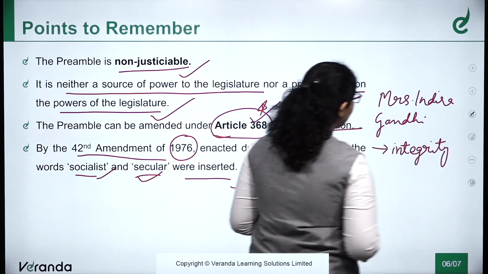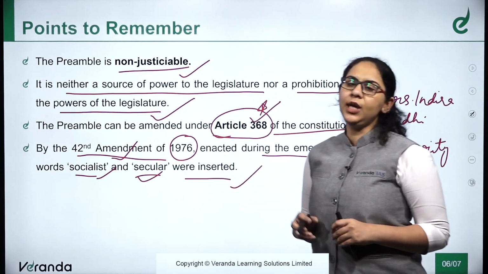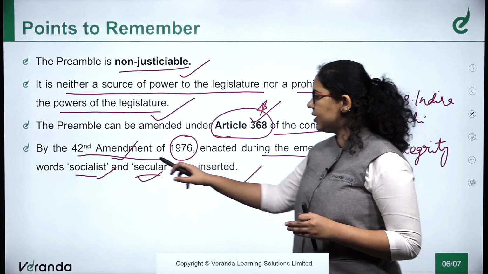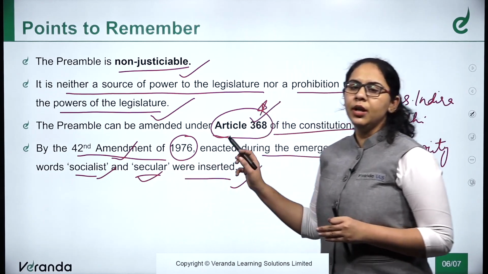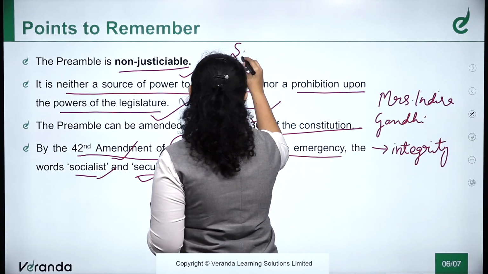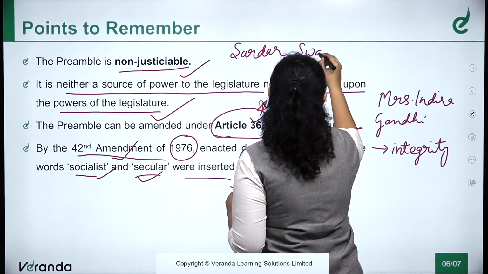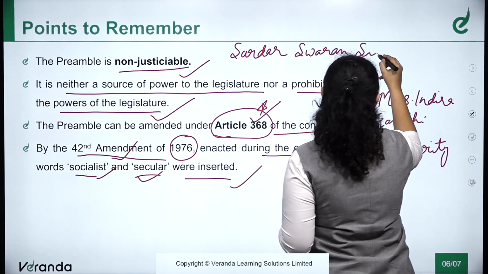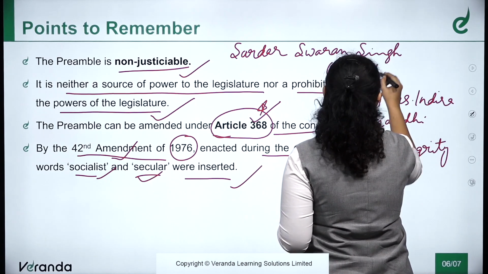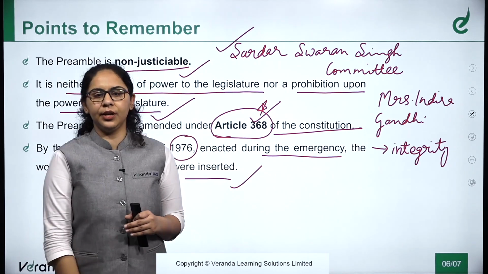This Amendment Act is also very important, the 42nd Amendment Act. It is also known as the mini constitution. A lot of changes were made to the Indian Constitution and that is why this act is known as the mini constitution. This amendment was done on the recommendations of the Sardar Swaran Singh Committee, a committee formed by the Government of India under the chairmanship of Sardar Swaran Singh.